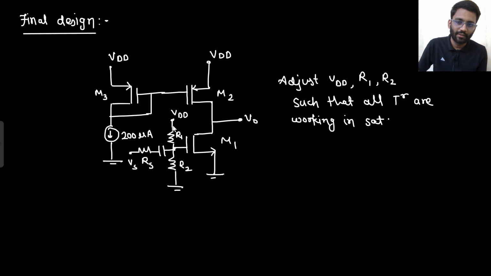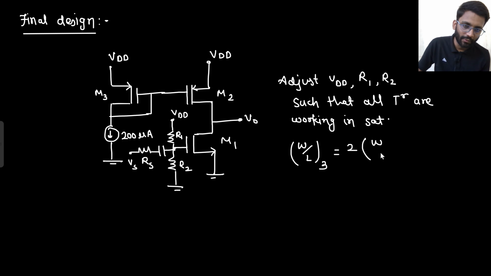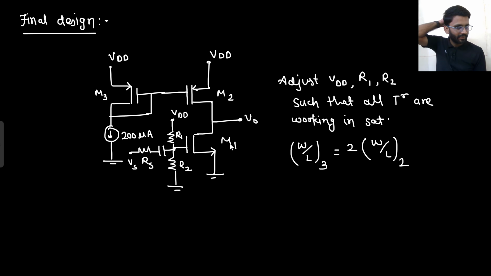This is having 200 microampere current, and what is the other relation? W by L of 3 is 2 times of W by L of 2, right? M3 is doubled, so this is half. So W by L of 2 is half of W by L of 3. So here there is 200 microampere current, so this will be having 100 microampere current. So this is our final design.